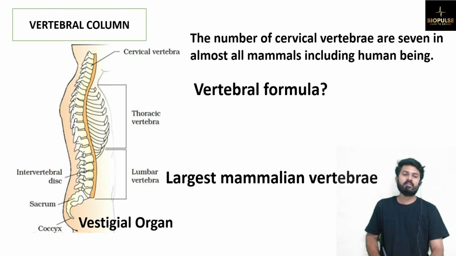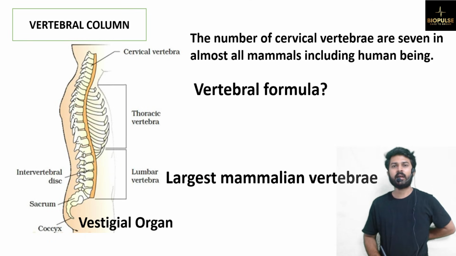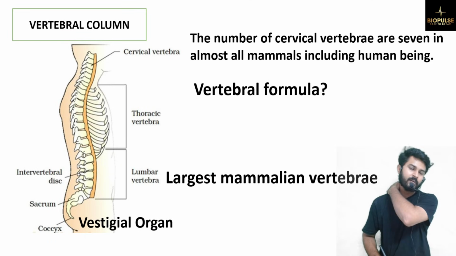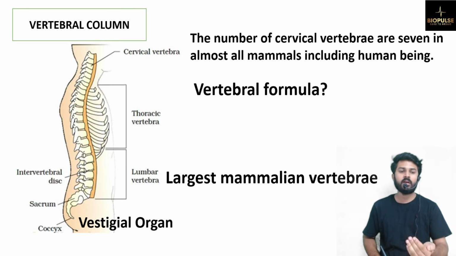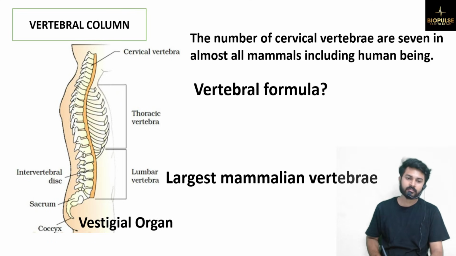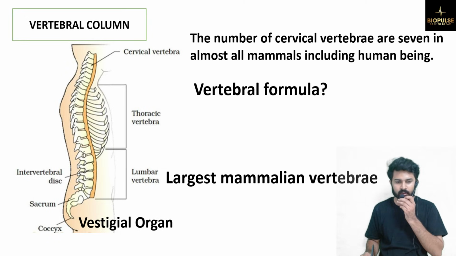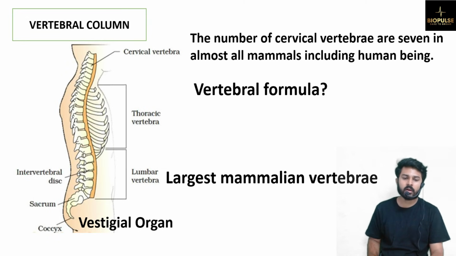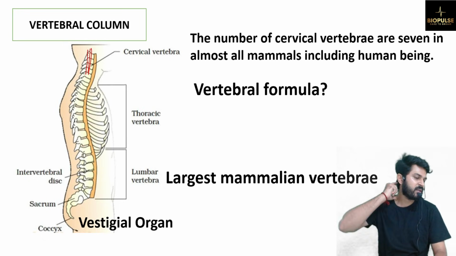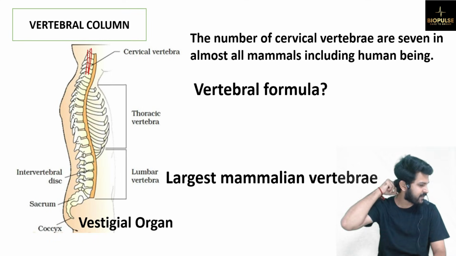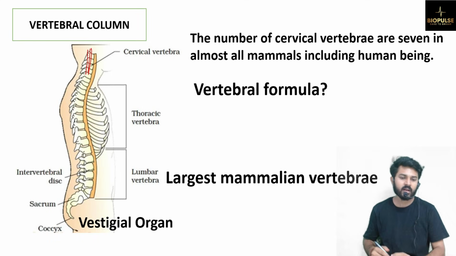Now let's see about our vertebral column. This is the vertebral column on the backside. Normally you take one name, backbone, correct? First of all we need to know about the vertebral formula. What is the vertebral formula? These bones are known as cervical vertebrae, the vertebrae present in the neck region. If you count, you will get cervical vertebrae to be 7.